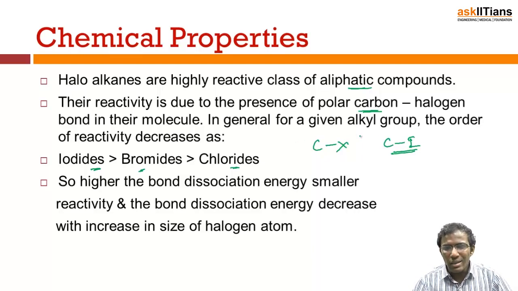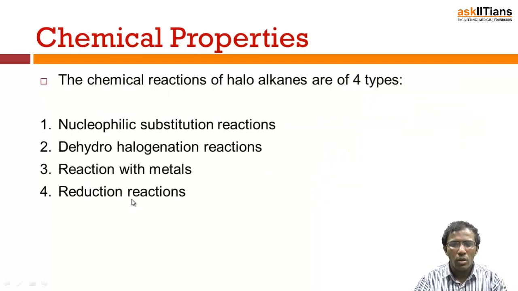So I minus is a better leaving group, because of the lesser dissociation energy or more bond length. Higher the bond dissociation energy, smaller is the reactivity. And if lesser is the bond dissociation energy, then higher will be the reactivity. That's why iodides are more reactive than chlorides and bromides.